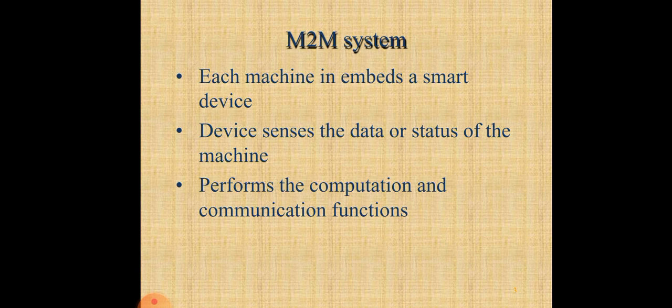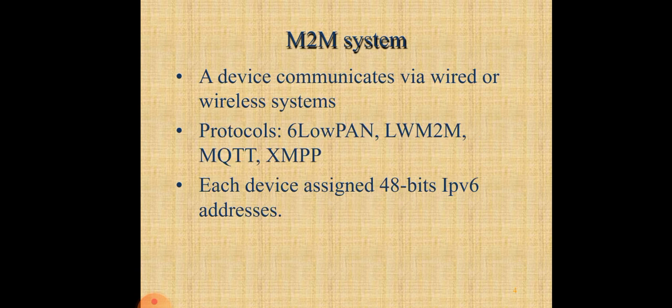Each machine embeds a smart device, as we already talked about in the last few minutes. The device sends the data or status of the machine, like a smart home. It performs computation and communication functions, like a smart electricity meter. A device communicates via a wired or wireless system. It uses protocols such as 6LoWPAN, LWM2M, MQTT, and XMPP. All are protocols. Each device is assigned a 48 bits IPv6 address. Internet Protocol version 6 is assigned a 48 bits address.